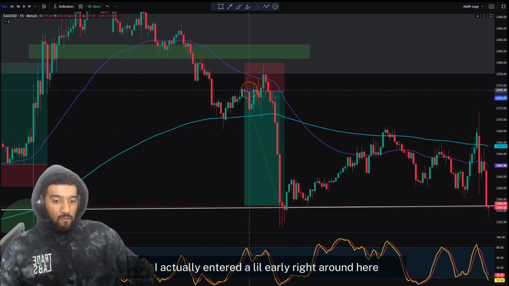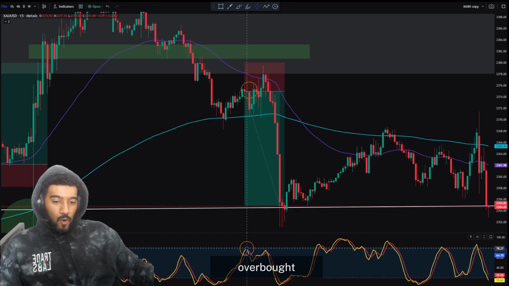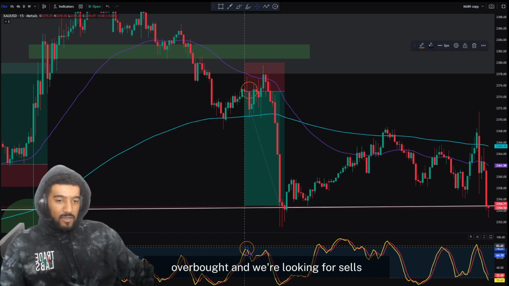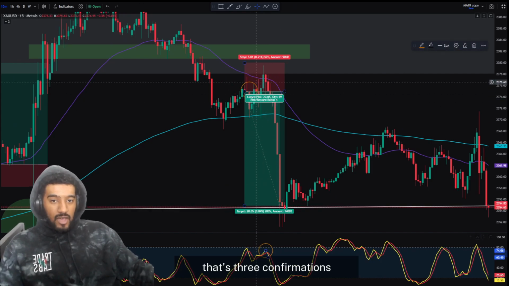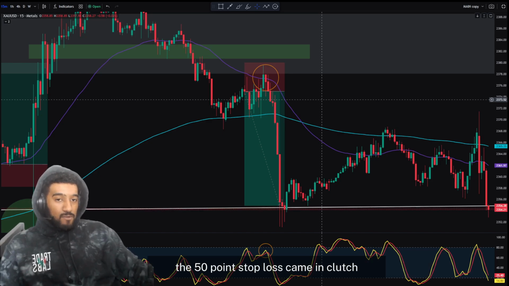I entered a little early right around here, but look at how the stochastic is looking at around the same level. This is what we're looking for. Overbought, and we're looking for sells. And we already had a break of structure. That's 3 confirmations. This would have been the really perfect entry, but again, the 50-point stop loss came in clutch.